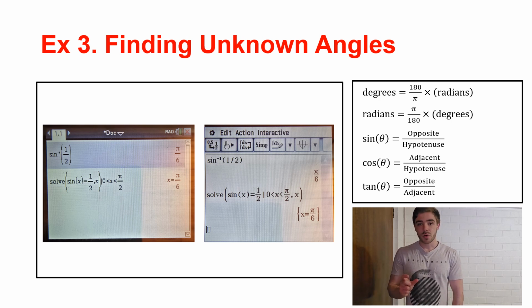The last thing I'll leave you with is a little tip. In Maths Methods, your answer, the vast majority of the time, is going to be expected in terms of radians, not degrees. The question will specify whether it needs degrees or not, but if it doesn't specify or if it's ambiguous, then give your answer in terms of radians.